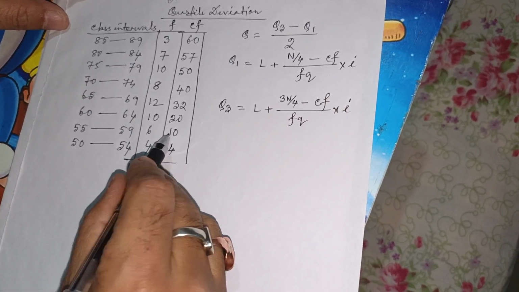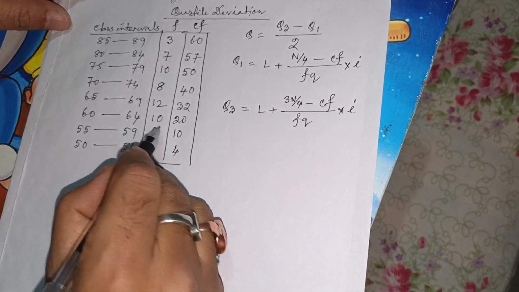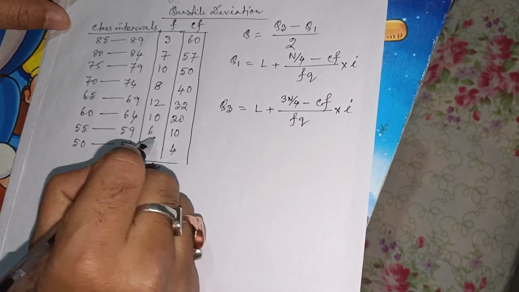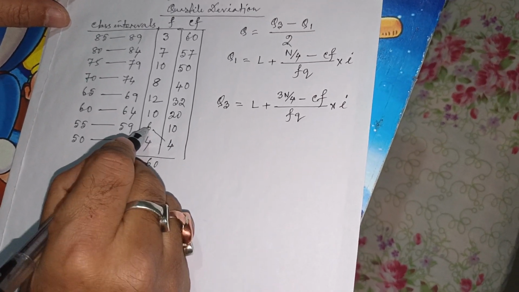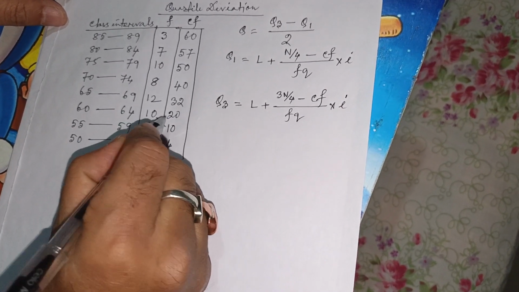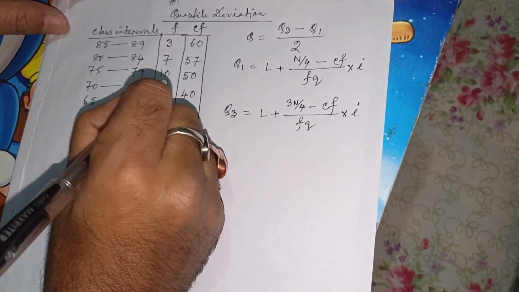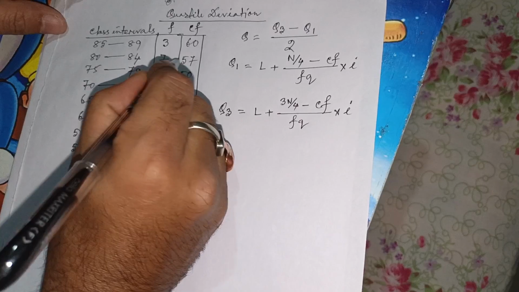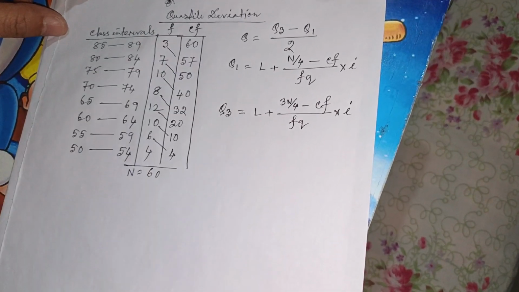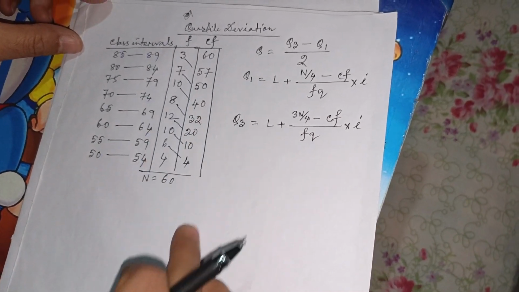So 6 plus 4, 10. Again, after that 10 is there. So 10 plus 10. In that way, this is actually 4 plus 6, 10, 10 plus 10, 20, 20 plus 12, 32, 32 plus 8, 40, 40 plus 10, 50, 50 plus 7, 57, and 57 plus 3, 60. So this is the way how to calculate the CF column.